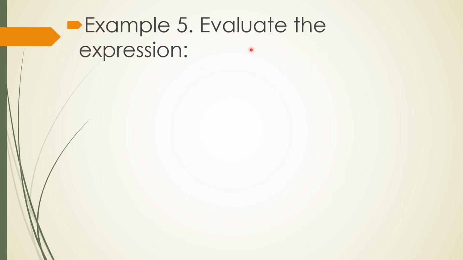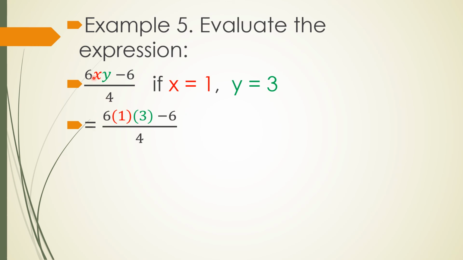Let us now have example number 5. Evaluate the expression 6xy minus 6 divided by 4 if x equals 1 and y equals 3. So again, substitute the values of x and y. Si 1 ipapalit natin kay x, si 3 ipapalit natin kay y. And of course, our operation is 6 times x times y. So multiplication. So 6 times 1, the value of x, and the value of y is 3. So we have 6 times 1 times 3 minus 6 divided by 4.